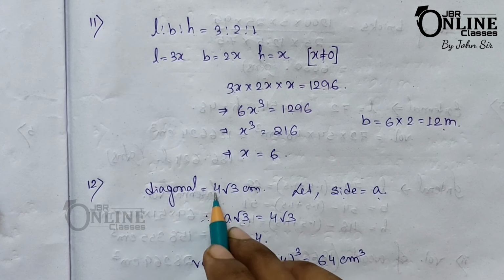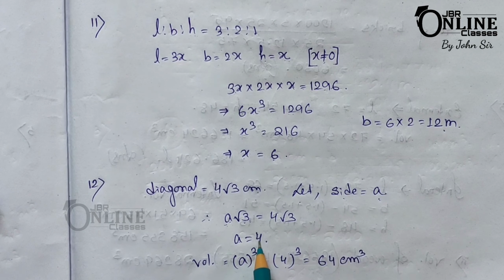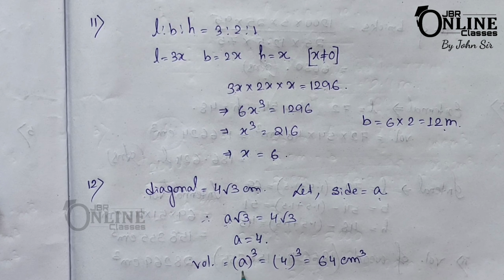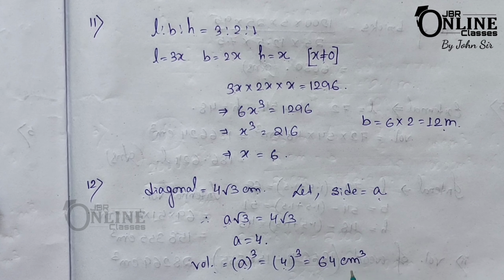So a√3 equal to 4√3. So from that a equal to 4. Now if a equal to 4, then volume equal to a cube. So 4 cube equal to 64 centimeter cube.